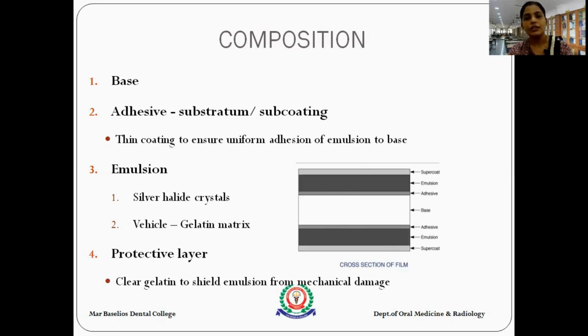And the emulsion is made up of a gelatinous matrix, which serves as a vehicle. On this gelatinous matrix you have the silver halide crystals incorporated, and it is these silver halide crystals which help, on exposure to the X-ray beam, to produce an image. That image before processing is called a latent image. So that is an invisible image which is created on the surface of the emulsion on exposure of the silver halide crystals to the X-ray beam.